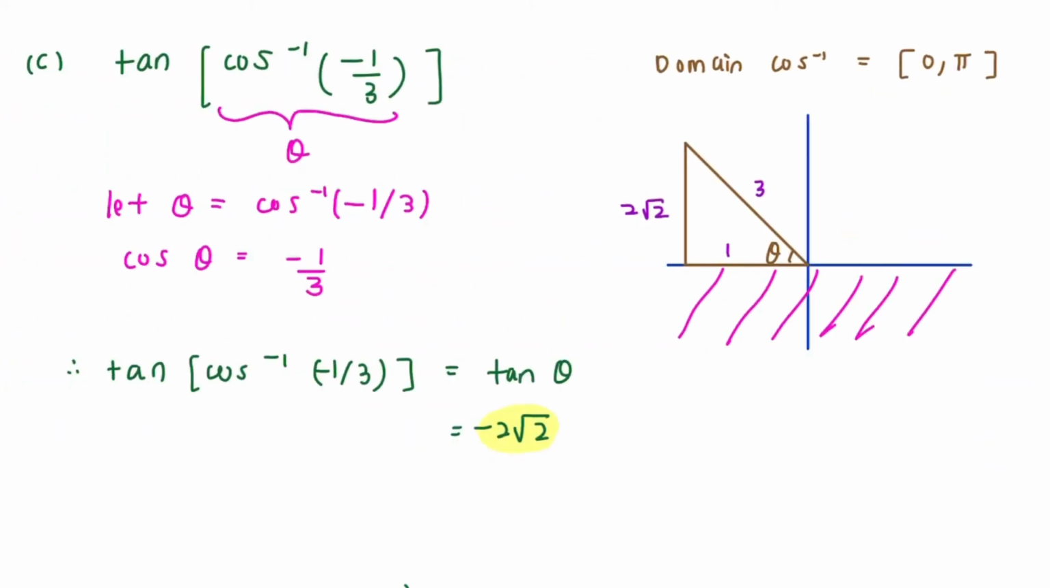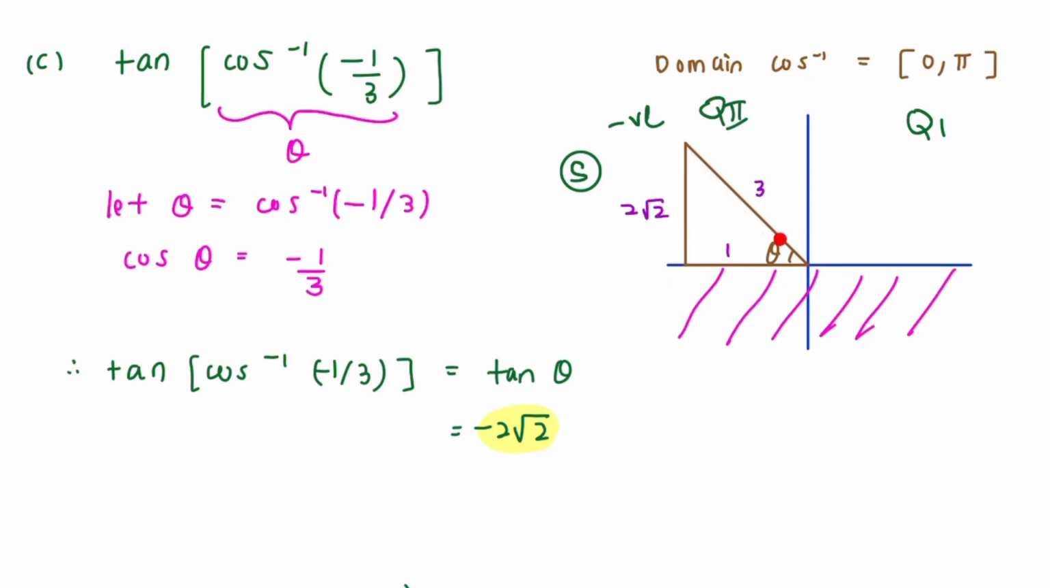Now let's proceed with question C. Tangent compose inverse cos negative 1 over 3. So now let's take the inside function to be theta. So let theta be inverse cos negative 1 over 3. So cos theta is equal to negative 1 over 3. So as usual, let's write the domain for cos, which is from 0 until pi. Therefore, you are now in quadrant 1 and quadrant 2 only. Since your cos is negative, we know that we are now in quadrant 2, because in quadrant 2, this is sine's house.